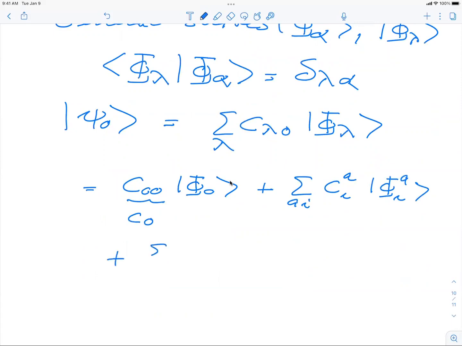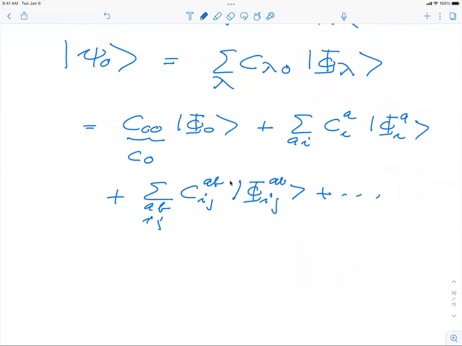So we would then have a sum over A, B, I, J. So we have the new coefficient C, I, J, A, B. And we multiply that with this new Slater determinant of A, B, and so on. And this goes up to the n particle, n hole.